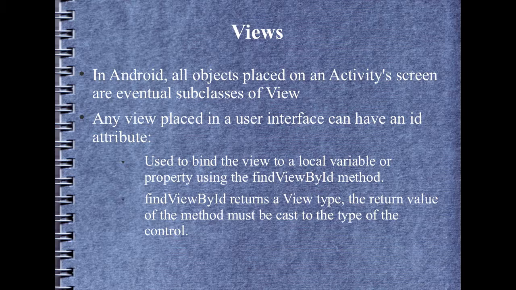FindViewById returns a view, and it will have to be cast to the type of the control that we want to interact with. So the process is, we set up an ID in the layout XML file, and that ID is placed in R.java as an integer, and then when we find the view by its ID, it returns that view. It doesn't return the integer. We can't really deal with that integer. We can't change it. We can inspect it, but we can't change it.